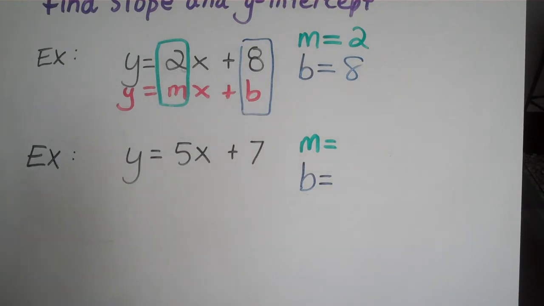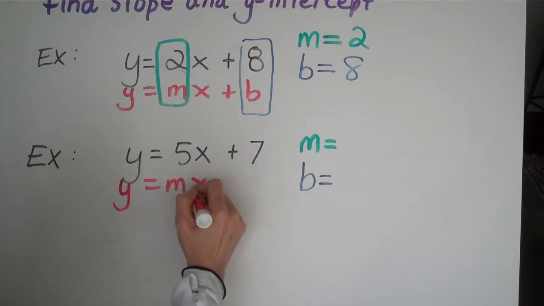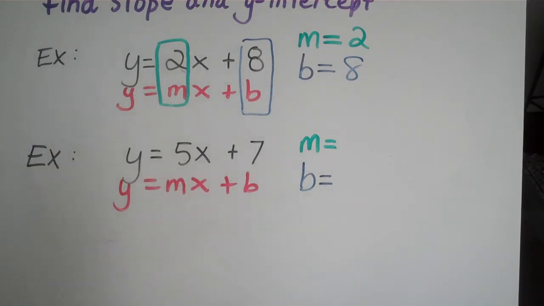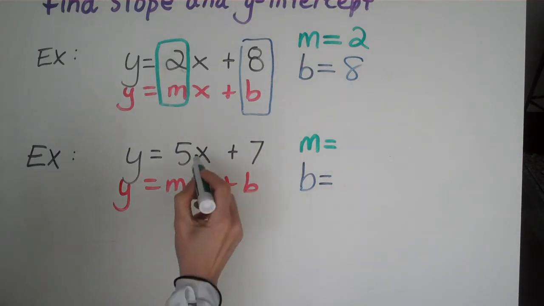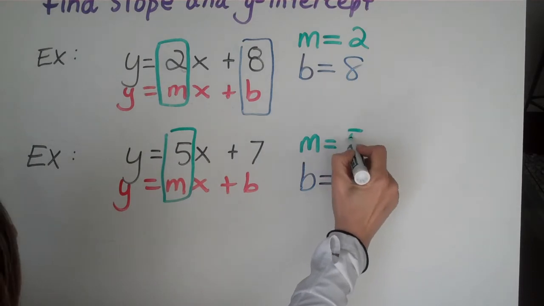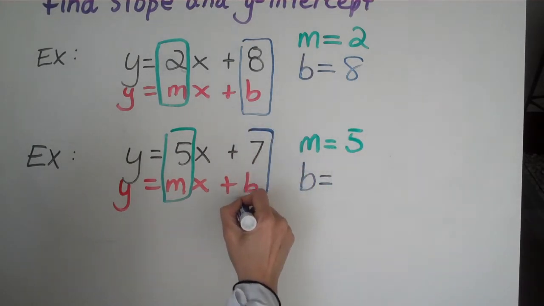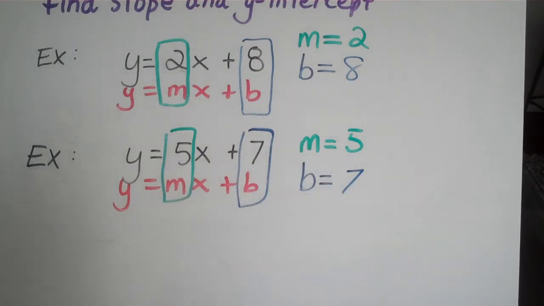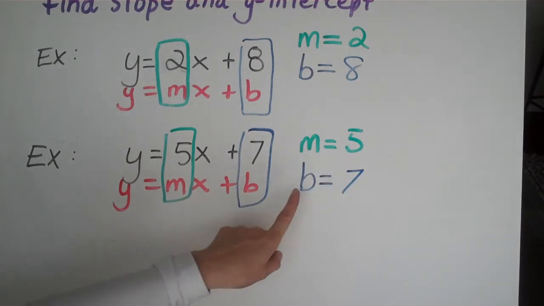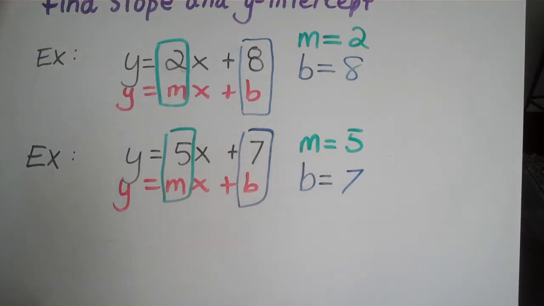Let's do another one. Let's again write y equals mx plus b. That's our standard form. And we're going to figure out what is the m. Well, if we line this up, which we just did, the m is equal to 5. And the b is equal to 7. That's it. These are the two parts. The y-intercept is 7. The m, which is the slope, is 5.